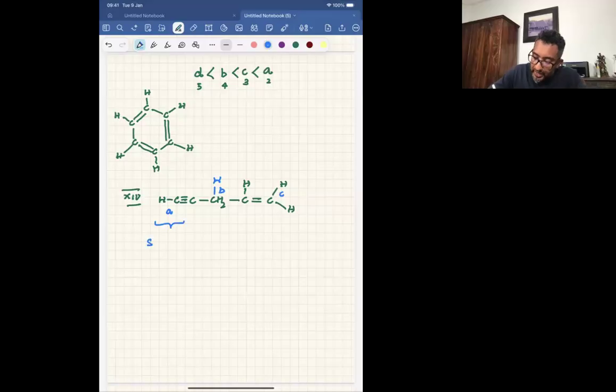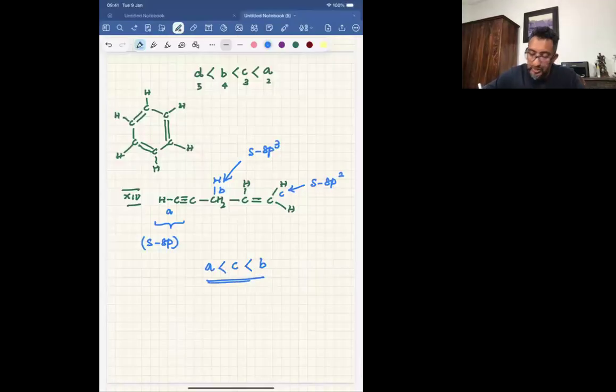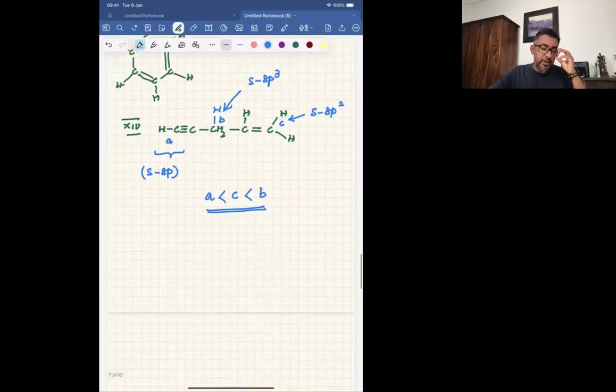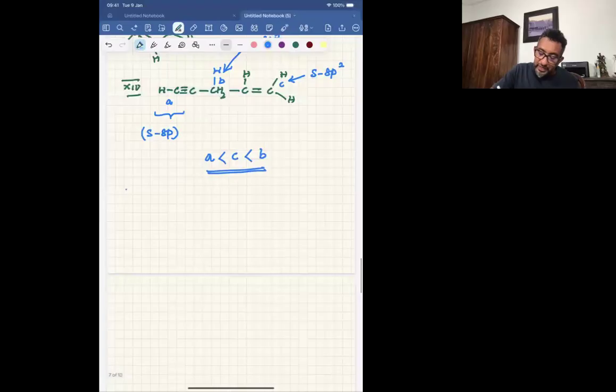A is s orbital and sp. B is s orbital and sp3. C is s orbital and sp2. Higher the p character, longer the bond length. So B is the longest, C comes, and A is the shortest. Did you understand that? A, C, B. Right? Then 15.